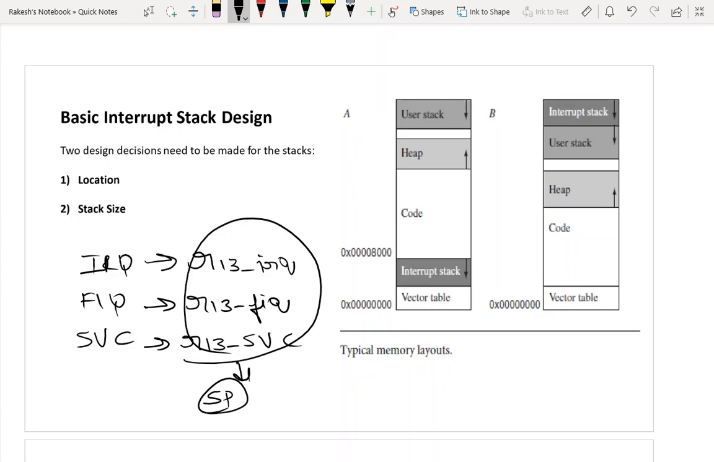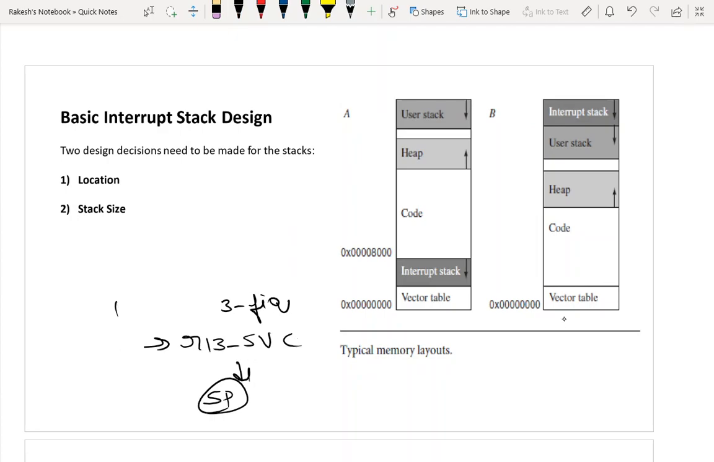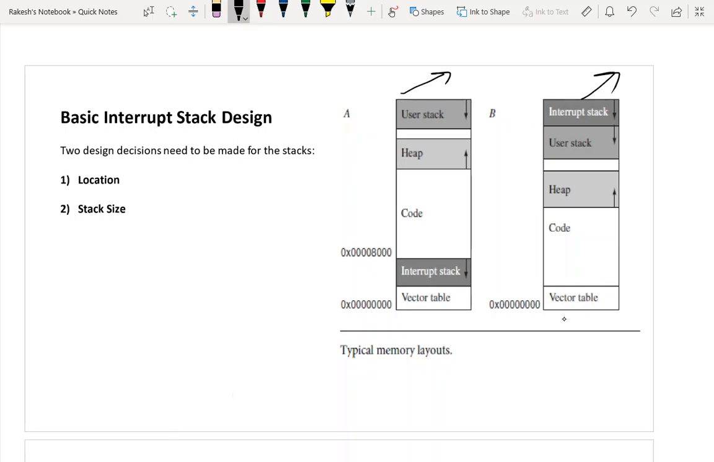What we are going to discuss in this video is how the design of the exception stack depends on where you want to put the stack. Whatever modes we have, of course the stack pointer is there, but what memory location is it going to point to, where you are going to put the stack in memory. As I have just drawn here, there are two typical memory layouts.